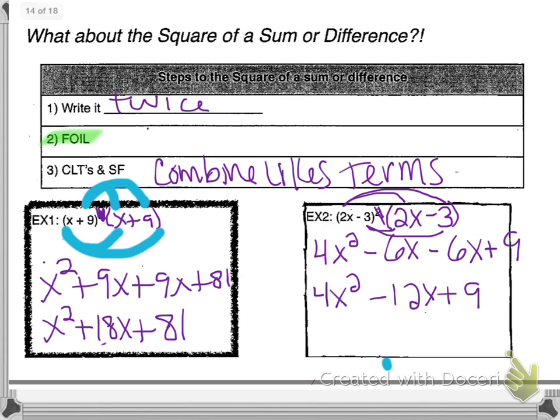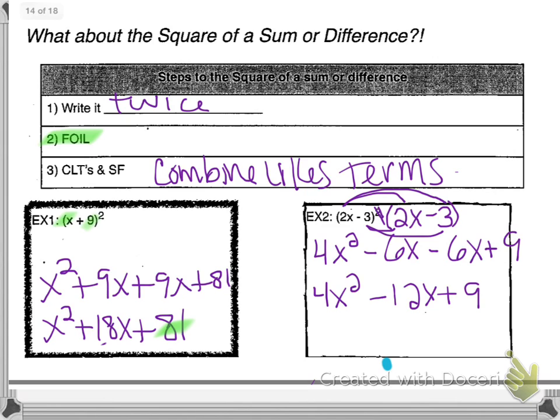Some of you guys might be recognizing a few things. Okay, so there are actually some shortcuts to doing these. If you look at our first example, the first term is x squared, and x was the first term in our binomial. Right, so we squared that first term. The last term, 81, is 9 squared, okay? And then the middle term is 9 times 2 times x, or 18x.